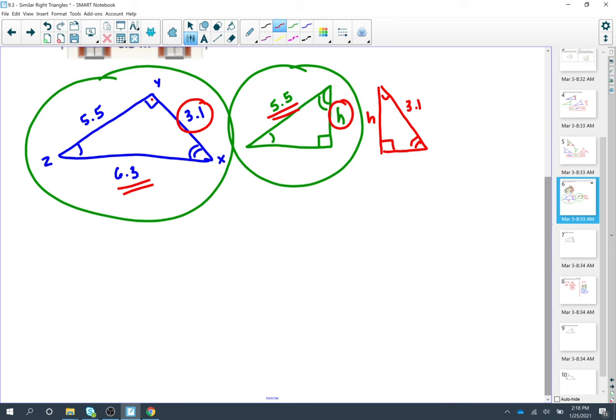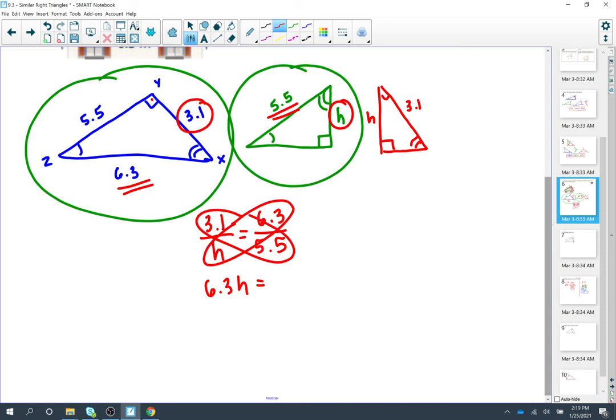Now we need a proportion. So 3.1 corresponds to H, and then 6.3 corresponds to 5.5. And notice I went blue to green, blue to green. Now we're going to solve for H. So if I cross multiply, I'm going to have 6.3H equals 3.1 times 5.5, which is 17.05. Then we divide both sides by 6.3.